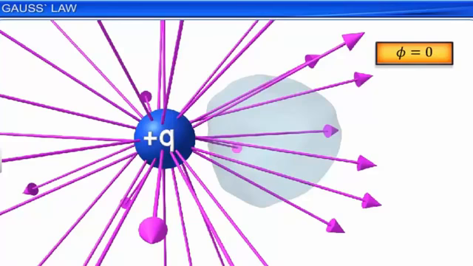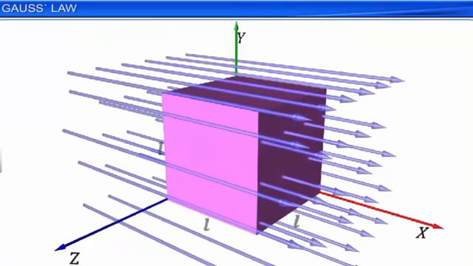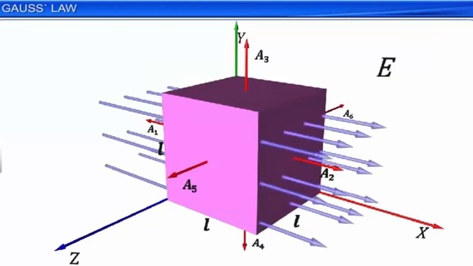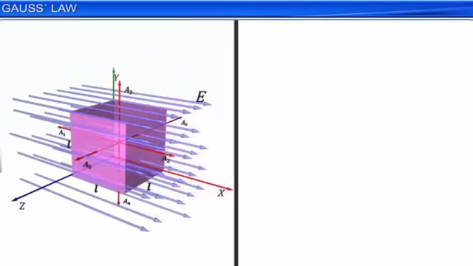Let us consider a cube of side L placed in a uniform electric field of strength E, directed along the x-axis. As the cube is a closed area and the number of field lines entering the cube is equal to the number of field lines leaving it from any of its surfaces, the net flux through the cube is 0. Now let's prove the same. For any surface of the cube of area A, which is normal to the electric field of strength E, the electric flux phi passing through it is equal to EA.